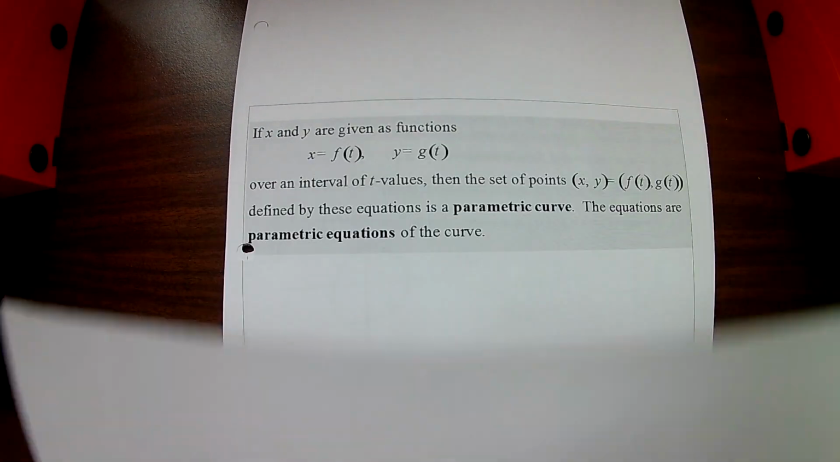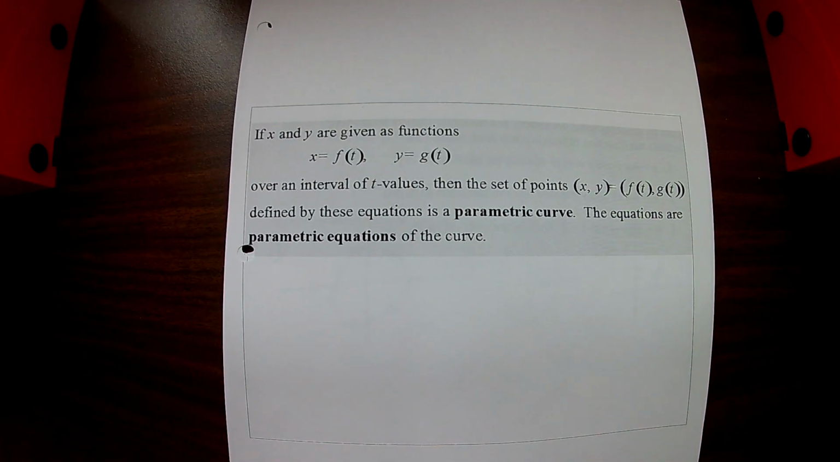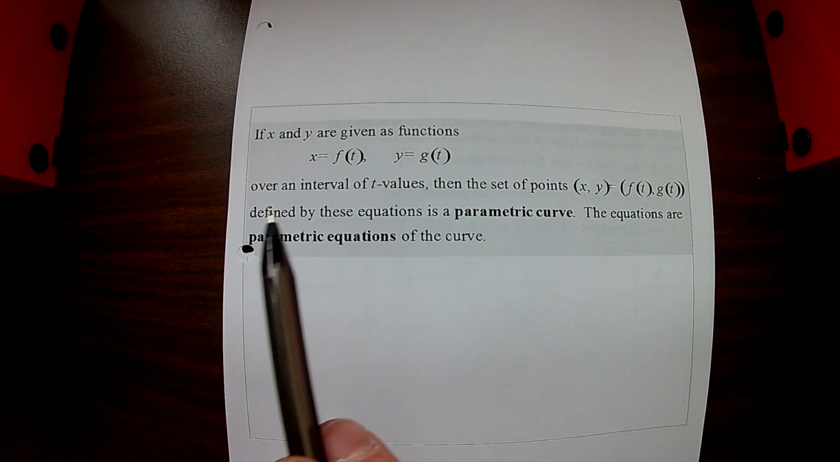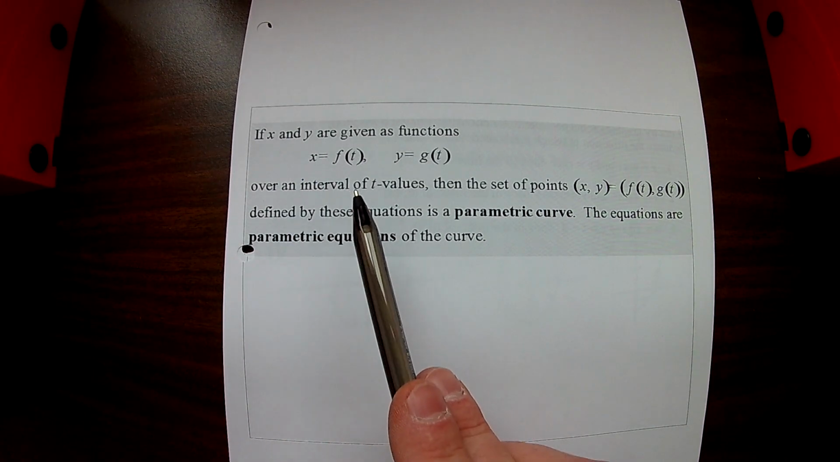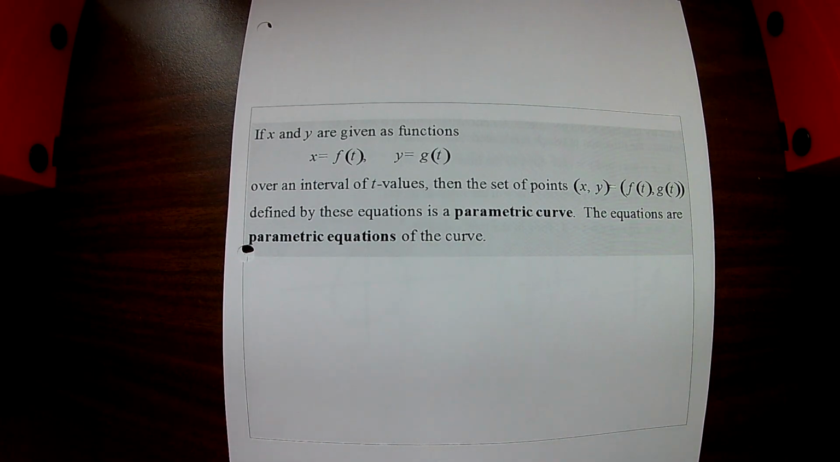My bad. All right, so here's the way the book puts it. If x and y are given as functions, x is equal to f of t, y is equal to g of t, over an interval of t values, then the set of points (x, y) equal to (f(t), g(t)), defined by these equations, is a parametric curve. The equations are parametric equations of the curve.